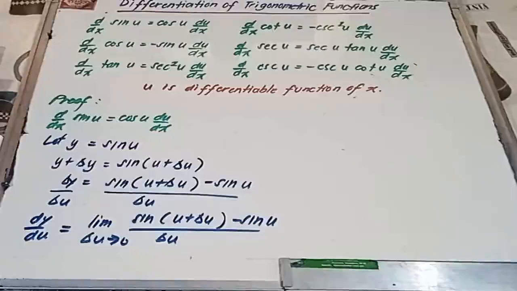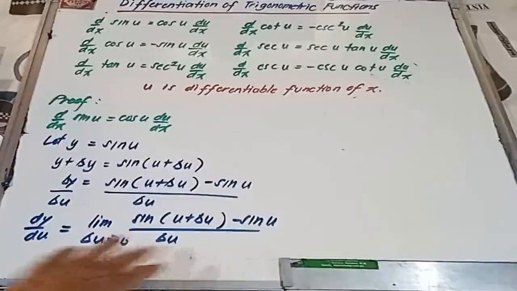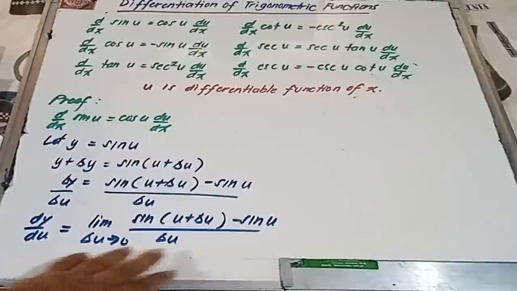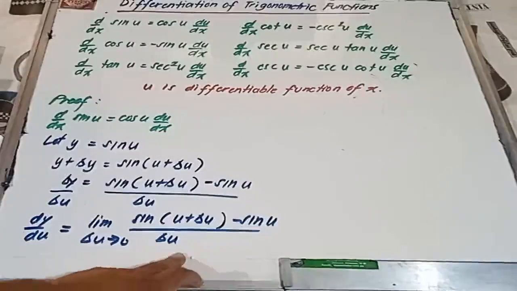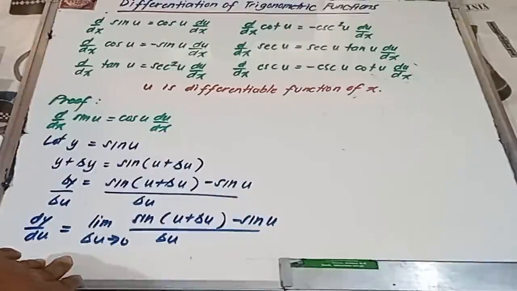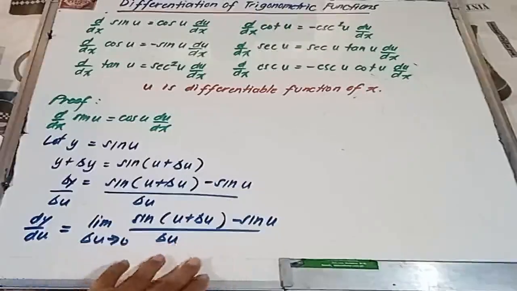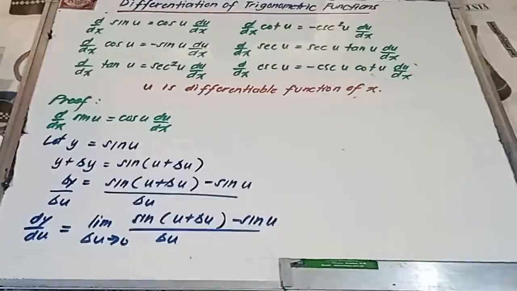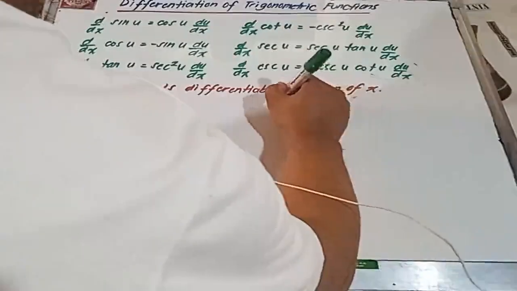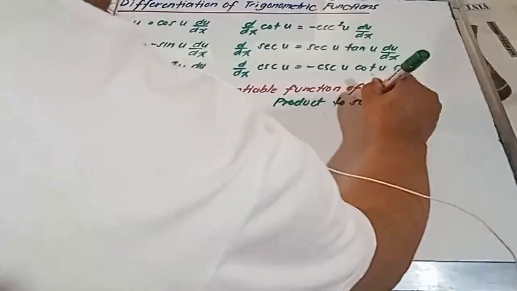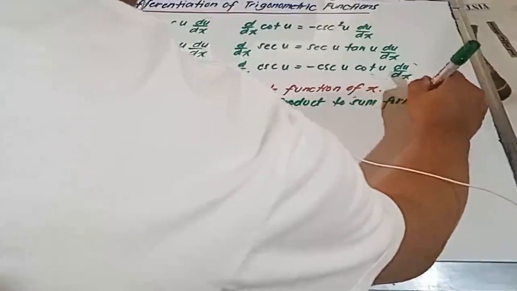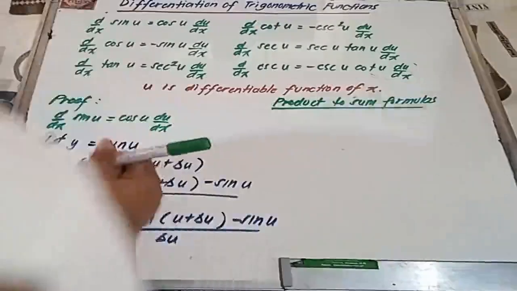Okay. So, what we need now to determine the limit of this function is to remove delta u. Because when delta u is gone, we can already get the limit. If it does not go away, delta u will become 0 in the denominator, so the limit does not exist. So, what we're going to do is to use the product to sum formulas. Okay? This is what I see as an easy way for us to do that.